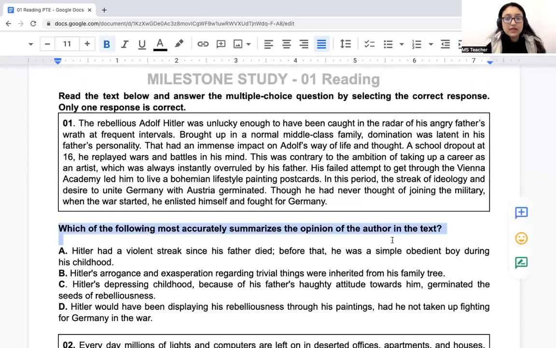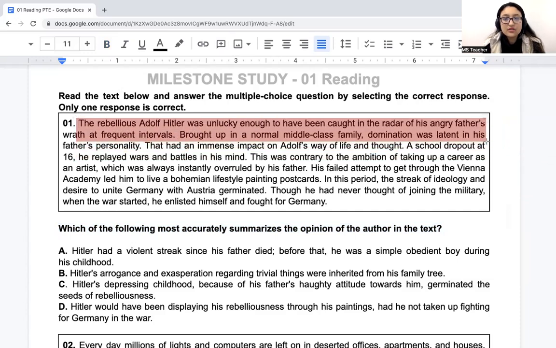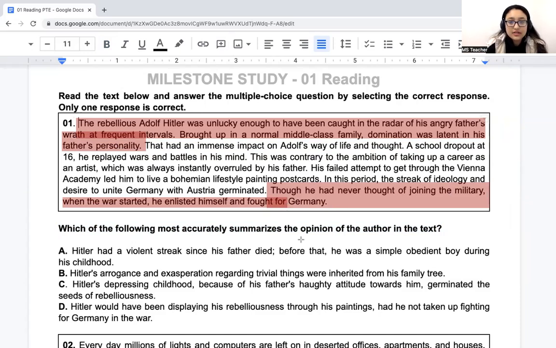Now, which of the following most accurately summarizes the opinion of the author in the text? That's the question. Now, you've got to find the summary of the paragraph and then match it with this. Out of these 4 options, only 1 is right. When the question asks you to find out the summary, you don't need to read everything. You just need to read the first two sentences, and then maybe the last sentence. First two, last two. So make it a rule. First two, last two.